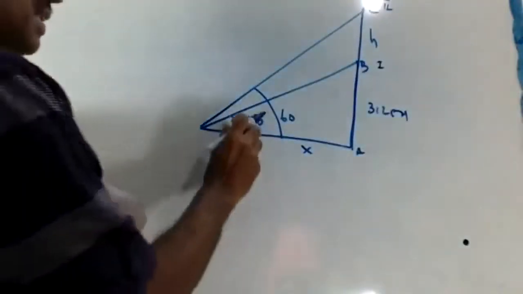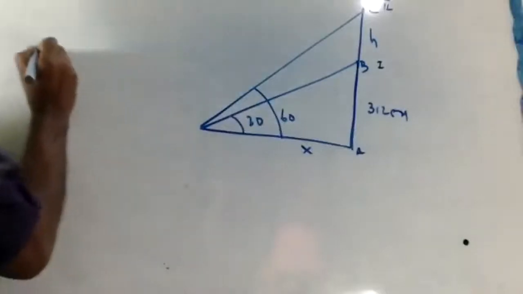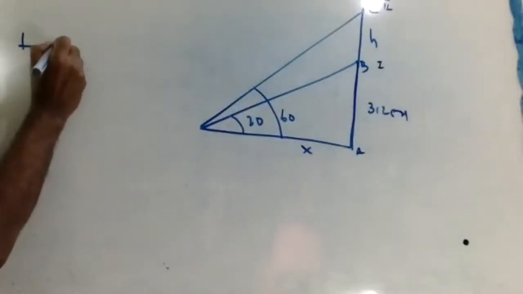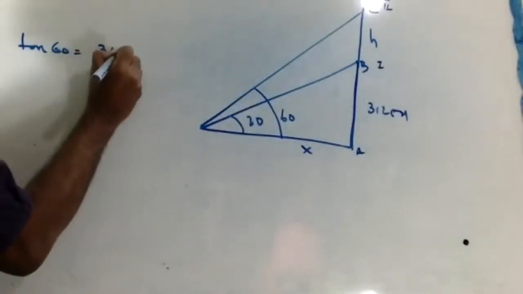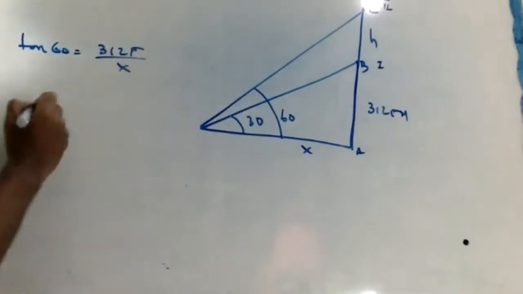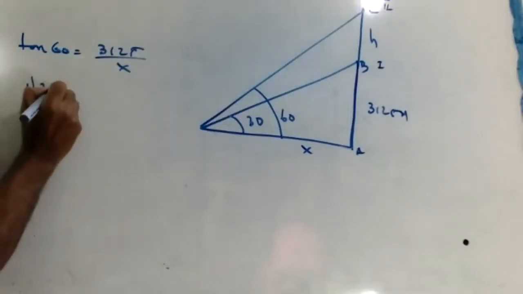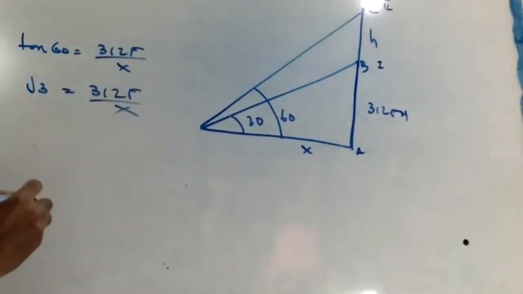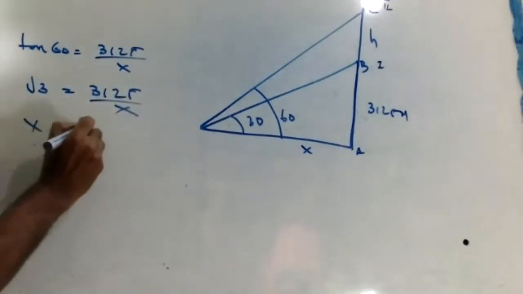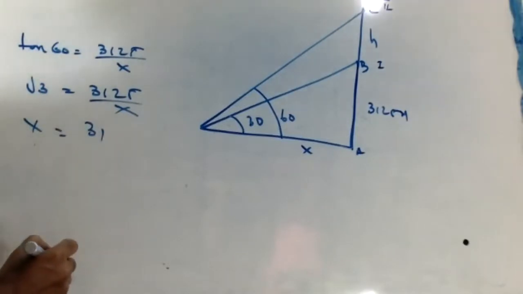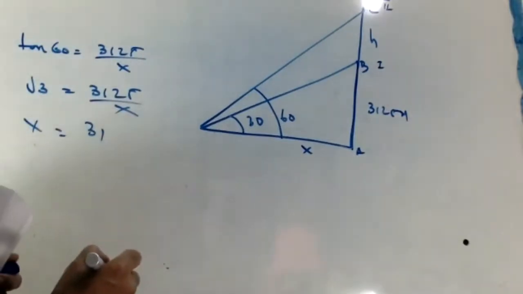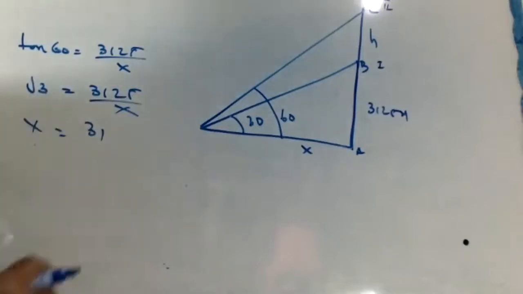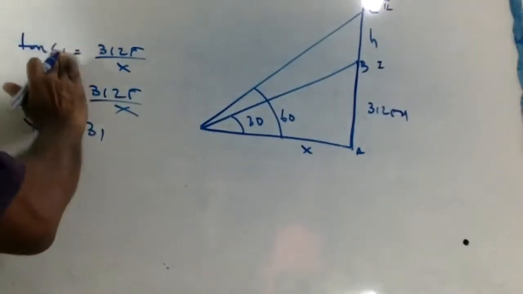The angle of elevation is 30 and 60. So first is tan 60 equal to 3125 by x. Root 3 equal to 3125 by x. So x equal to 31... No, I made a mistake. Wait, I made a mistake. Okay, we can change this one. 30. Okay, then okay.